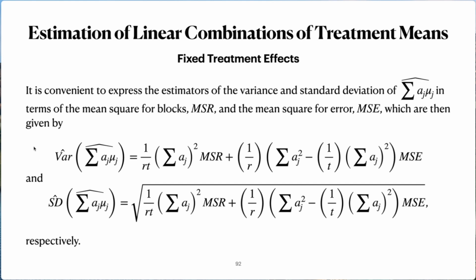Now, it's going to be convenient to re-express these estimators of the variance and the standard deviation of our point estimate of the linear combination in terms of the mean squares that we use to estimate sigma squared sub beta and sigma squared. It'll save us a step in the calculations. Re-expressing them in terms of the mean square for blocks, MSR, and the mean square error, MSE, we get these expressions here for the estimated variance and the estimated standard deviation for the estimator of our linear combination.